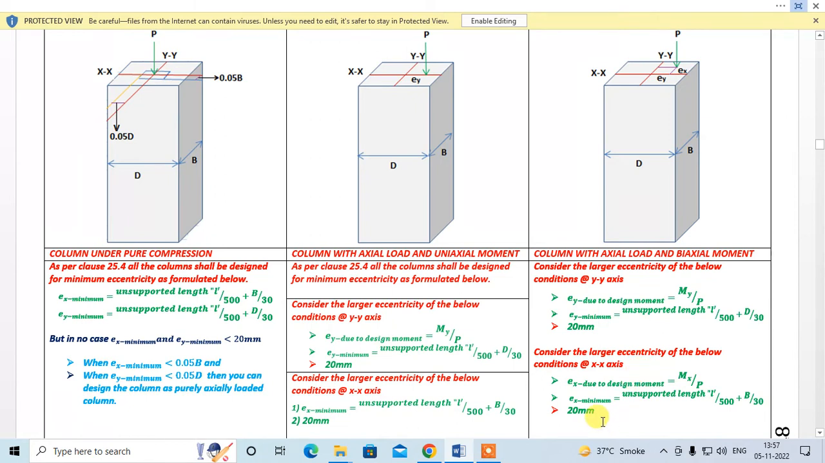One another important point. Say if your ex minimum is found to be greater than ex due to design moment, then your Mx will change. Your new Mx will be ex minimum into P. Similarly in case of ey also. If your ey minimum is found to be greater than ey actual, then your design moment My will change, that will be equal to ey minimum into P.